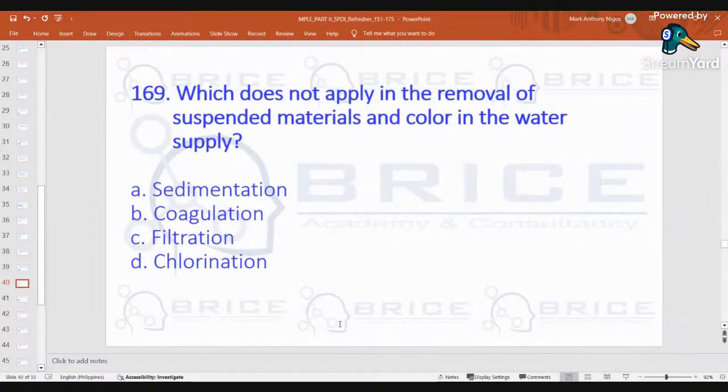169. Which does not apply in the removal of suspended materials and color in the water supply? A, sedimentation. B, coagulation. C, filtration. D, chlorination. The answer is chlorination.